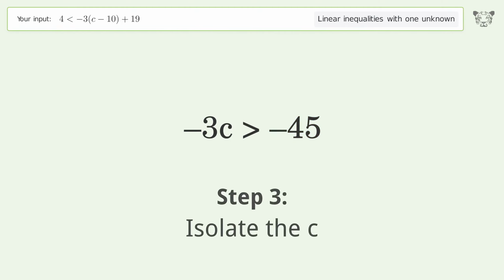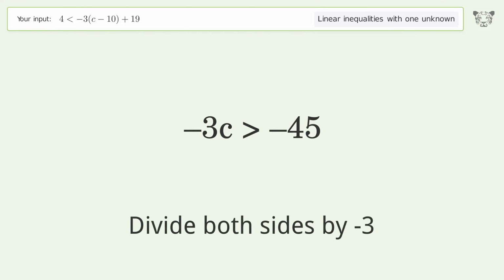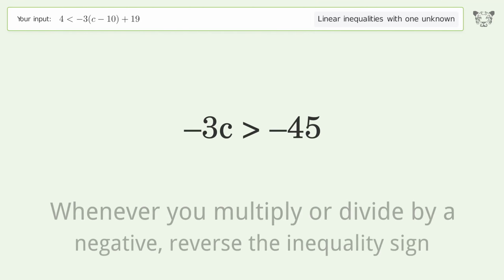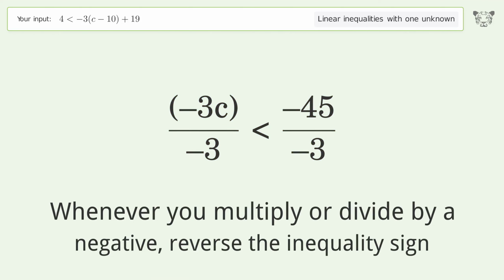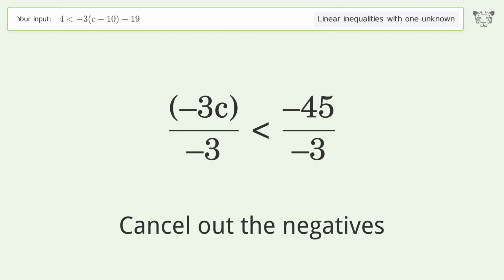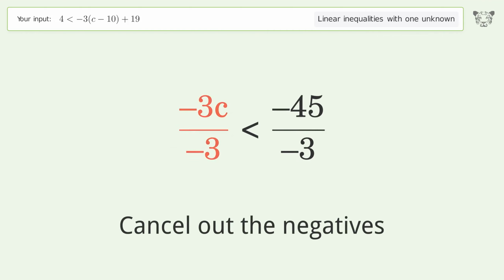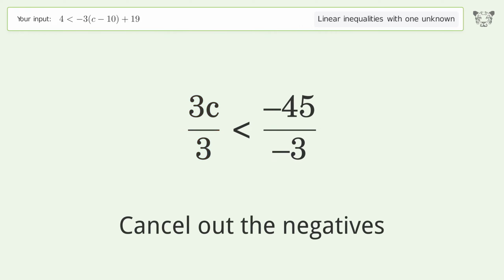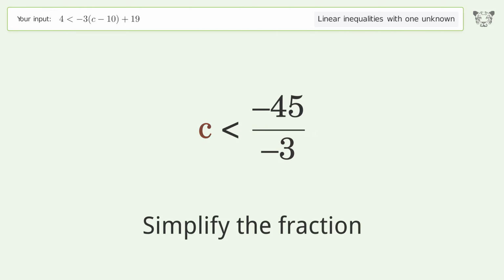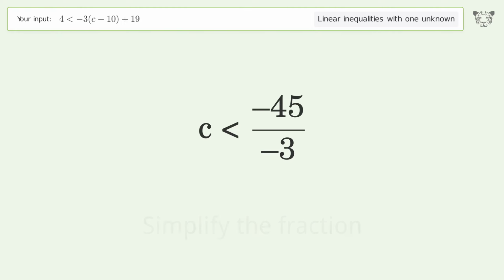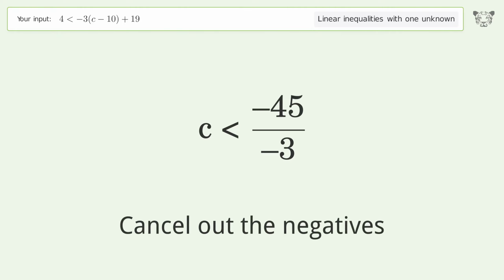Isolate the c. Divide both sides by -3. Whenever you multiply or divide by a negative, reverse the inequality sign. Cancel out the negatives. Simplify the fraction. Cancel out the negatives.